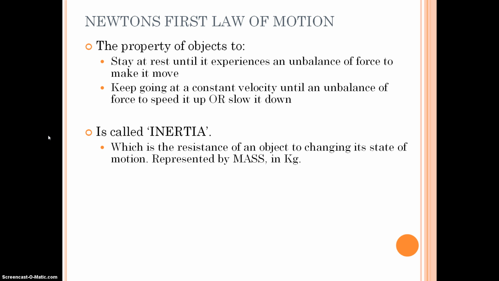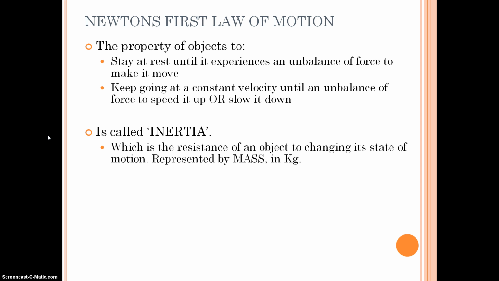And it's represented by the resistance of an object to its changing state of motion. In other words, its mass in kilograms. The bigger something is, the more it resists changing its motion. You blow on a very light piece of paper, it'll move. If you blow on a heavy rock, it won't move.